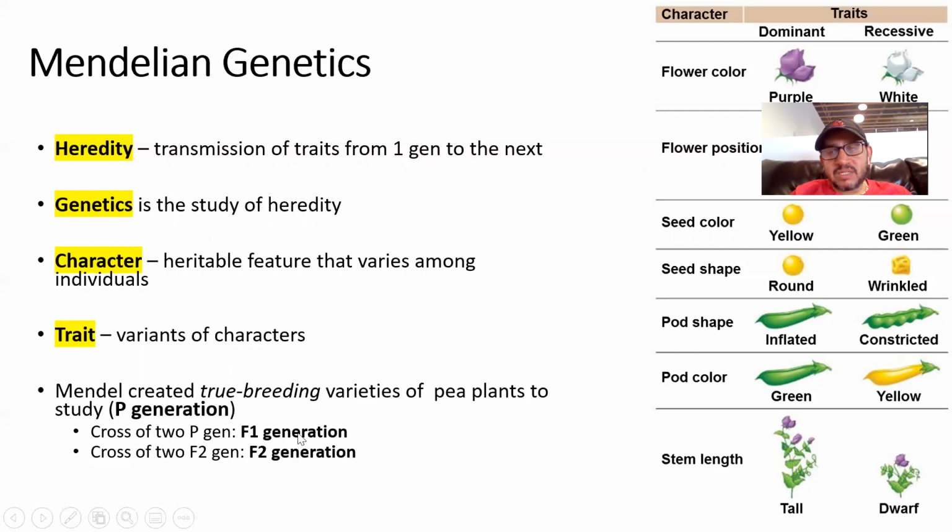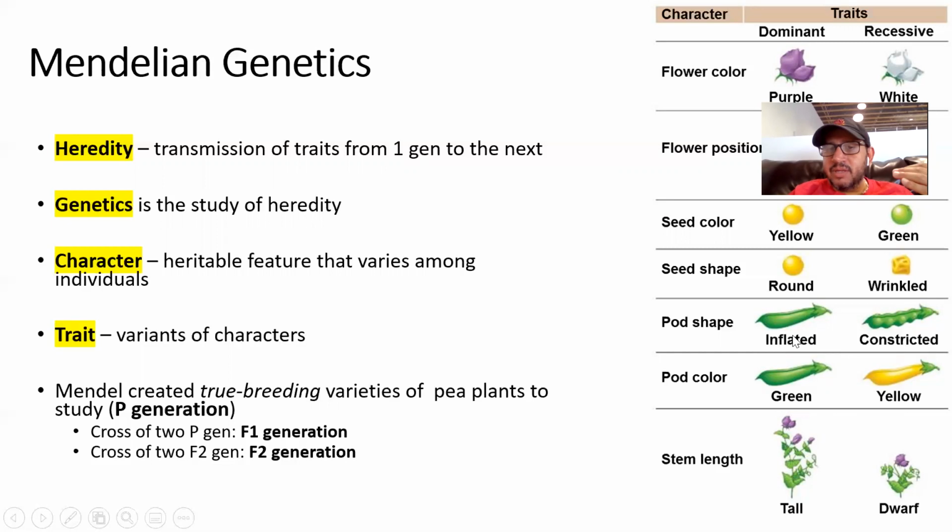So basically what he did was he created the true breeding varieties of the plants to study the generations. And basically what he did was he took two parental generations. So if we look here, you have the dominant, which is the purple blooming flower, and the white, which is the recessive. And you can see all these other traits, which are dominant, and all the other traits right here, which are recessive, relating to the pea plant.